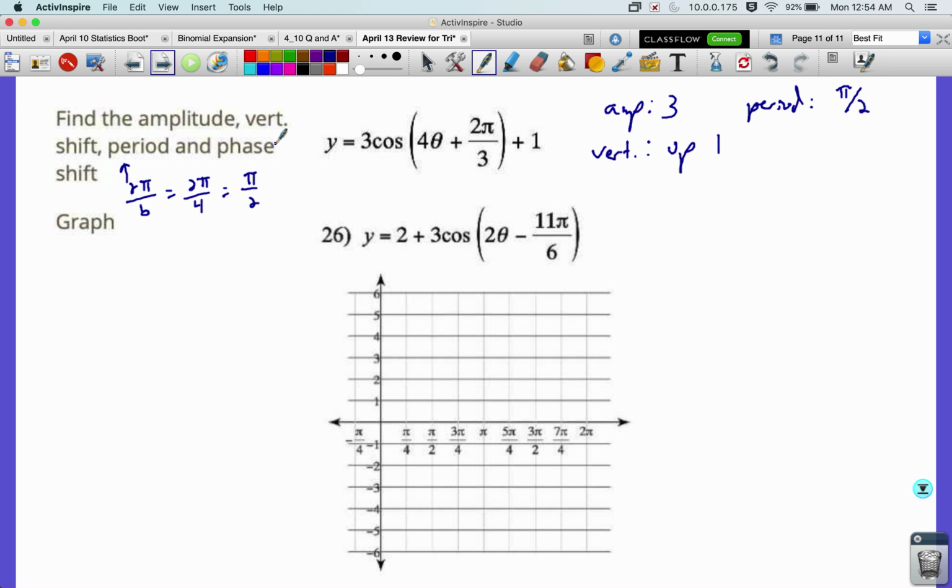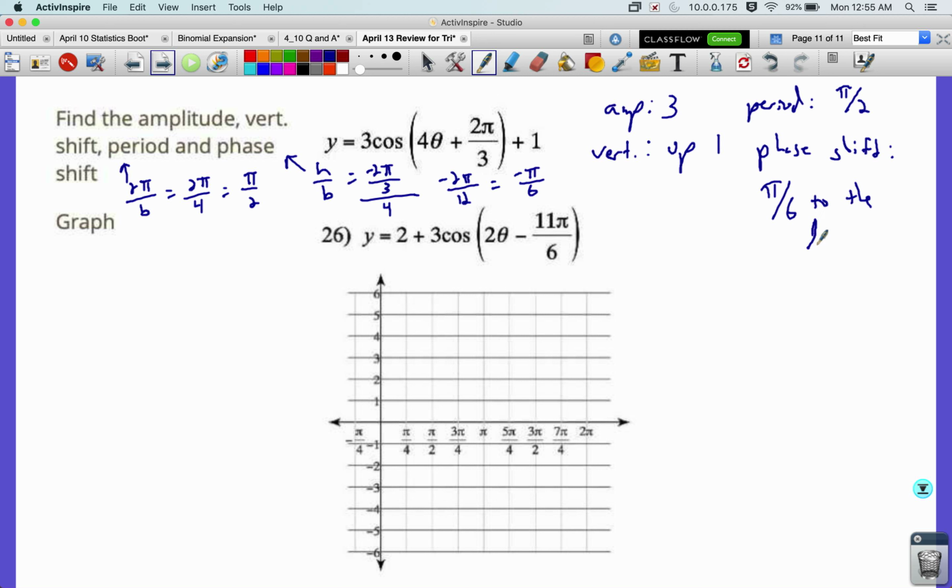And for the phase shift, that gets its own formula as well. That's h over b. The h value, remember to always flip the sign on this, so it's actually a negative 2 pi over 3 all over 4. That 4 is going to multiply to the 3, and we get negative 2 pi over 12, which is the same as negative pi over 6. But then for phase shift, what we'll say is pi over 6 to the left. That's what negative means here. All right, so that answers the first one.